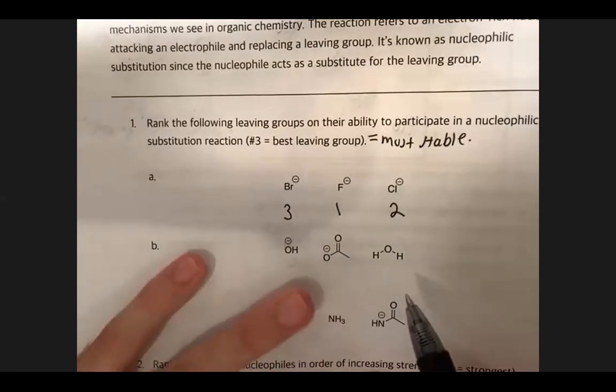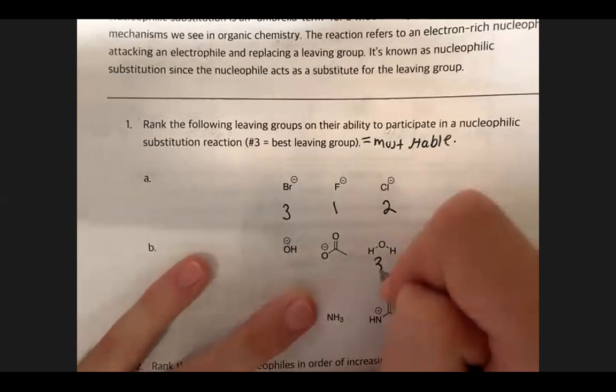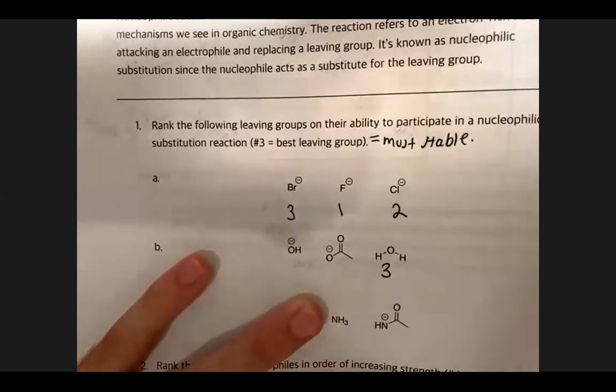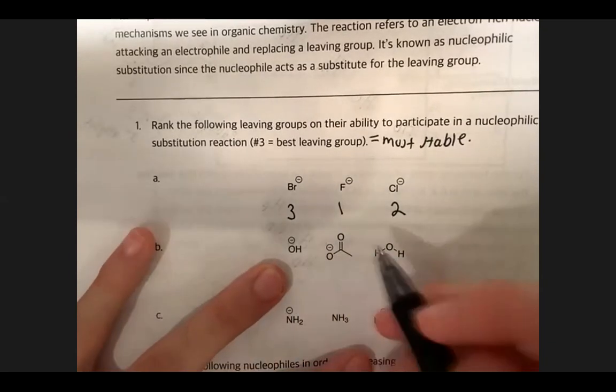Which one is the most stable on its own? Well, the one that's most stable is the one that definitely doesn't have a charge. Okay, that's easy. That's stable. We know water exists on its own. But between hydroxide and carboxylate, which one is more stable?